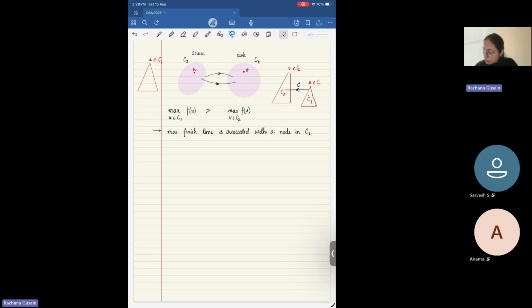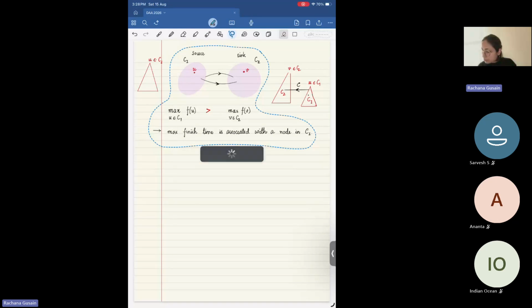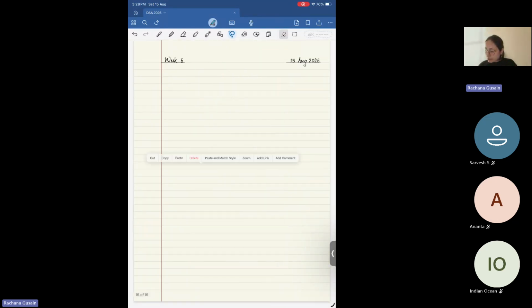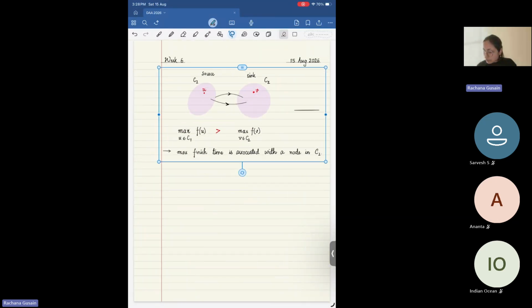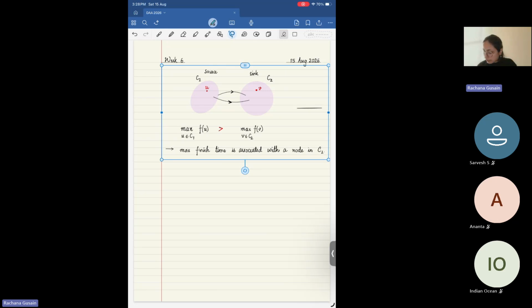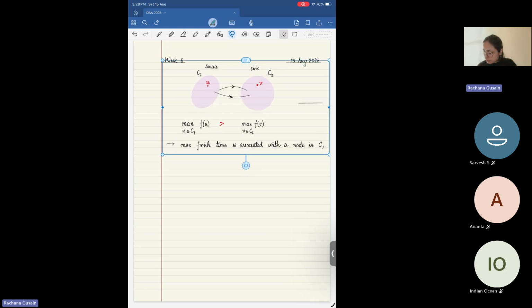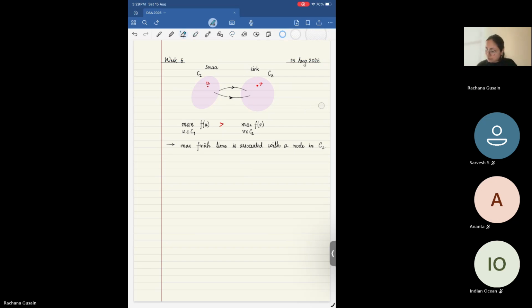So now let me just copy this, and now we will use these properties to design the algorithm to compute strongly connected components. Let me take an example and there we will discuss this part. Let me draw, just give me one or two minutes. Let me take an example.